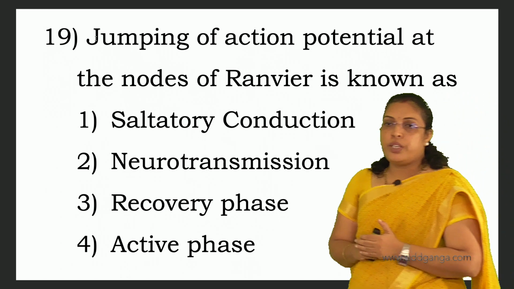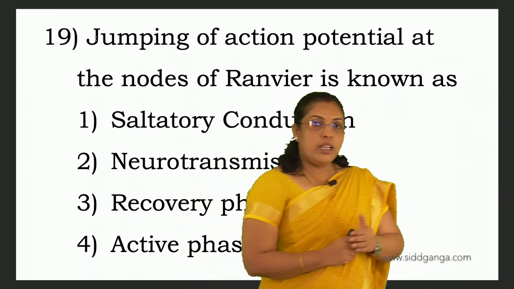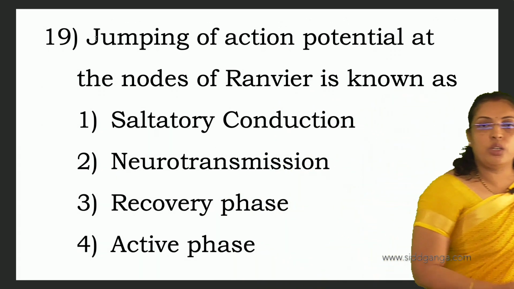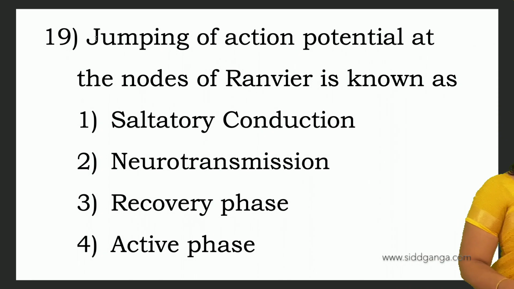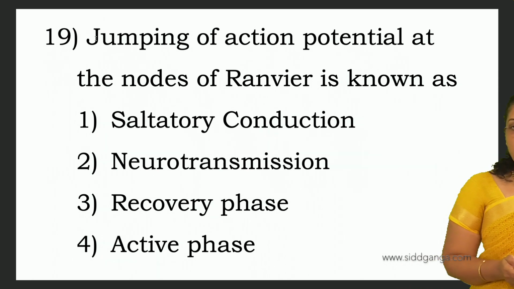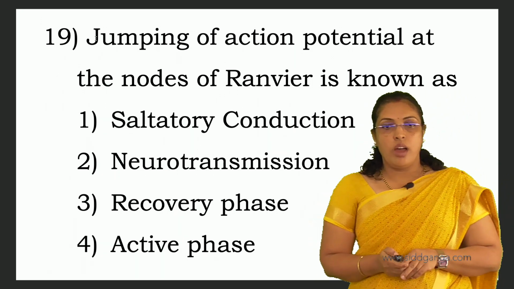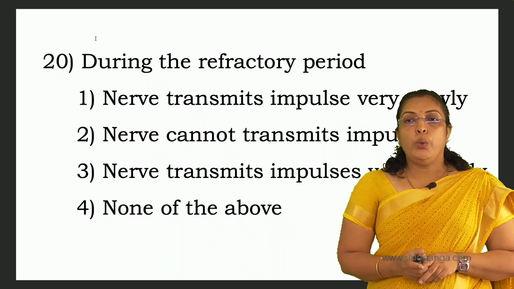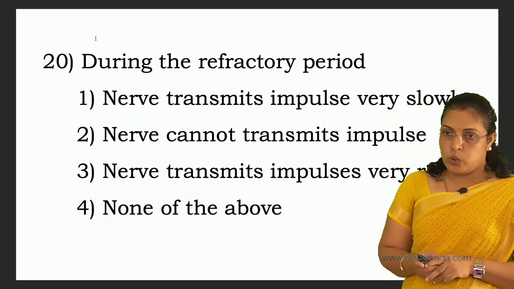Jumping of action potential at the nodes of Ranvier is known as saltatory conduction, seen in myelinated neurons. First is the answer. During the refractory period, nerve transmits impulse very slowly.